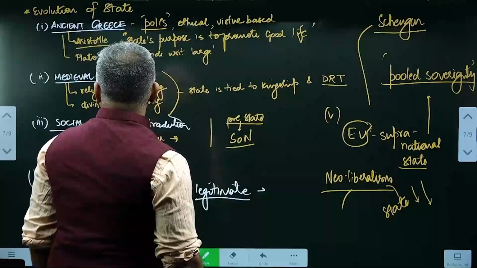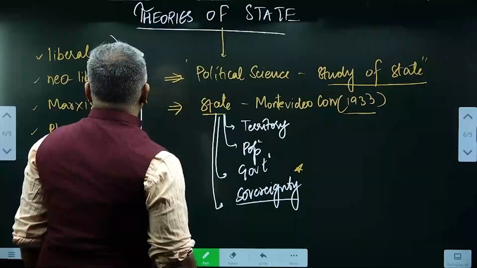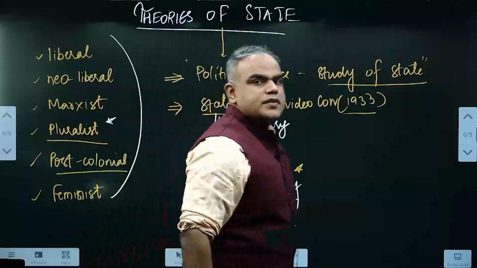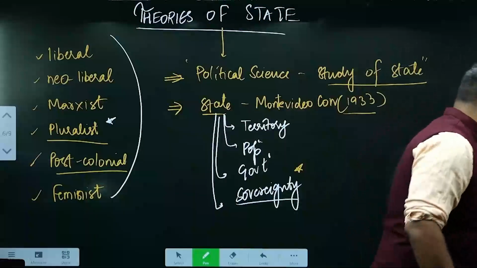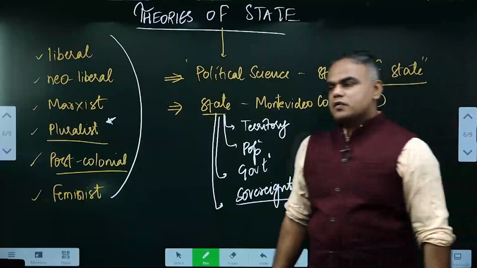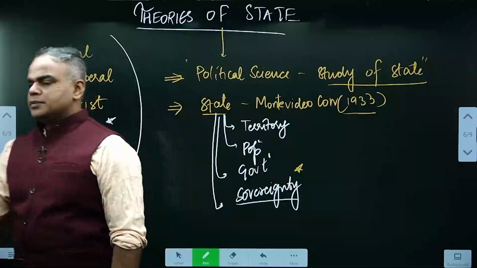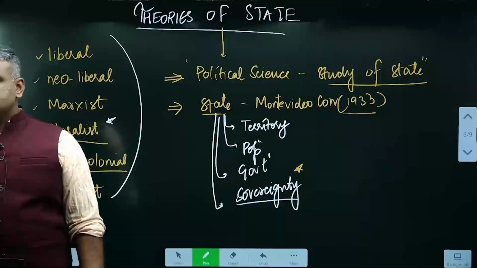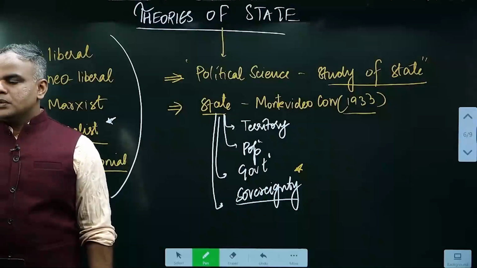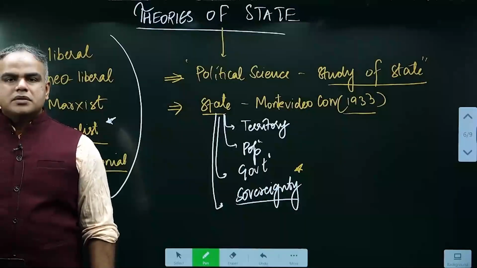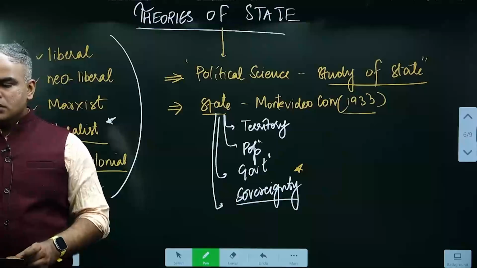Okay, so now what we will do, all the things that you've written, just first write the heading of theories of state, a couple of lines we will write, and then we also move back to the evolution part of it. Okay, write theories of state.